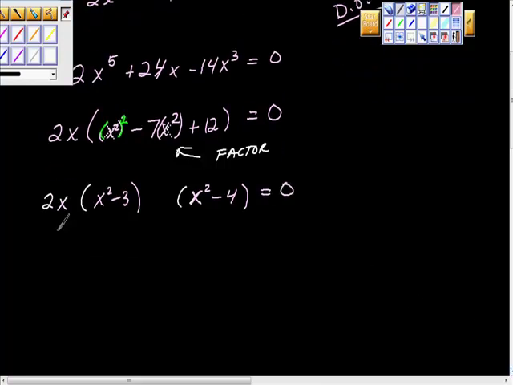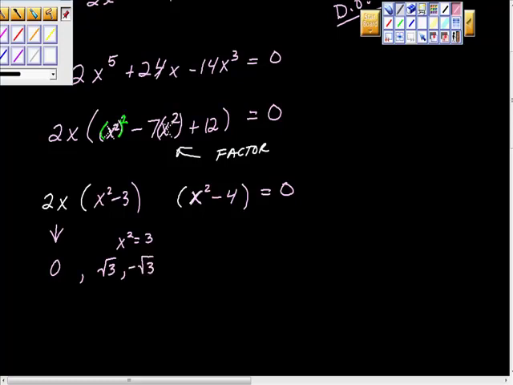And then I'm going to ask myself this question. When is 2x equal to 0? Well, x is equal to 0. When is this equal to 0? So I'm going to pull this out, and I'm going to say, when is this equal to 0? So x squared equals 3, and x is equal to plus or minus the square root of 3.